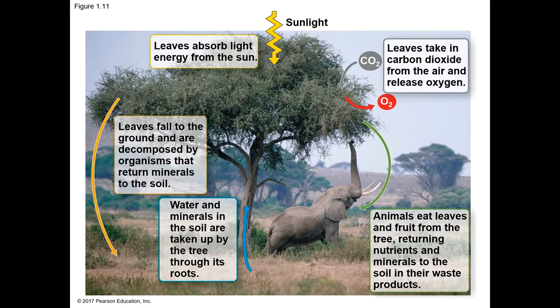So here, again, you have sunlight coming in. If I go to the right here, leaves are taking up CO2 from the air, and through the process of photosynthesis, they release oxygen. Animals will eat the leaves and fruit from the tree. They'll return those nutrients and minerals to the soil in their waste products. Water and minerals in the soil are taken up by the tree through its roots.